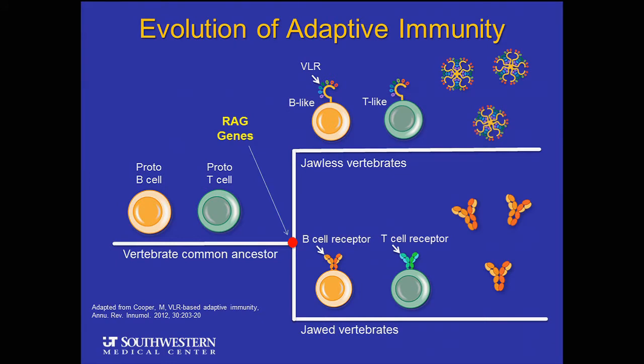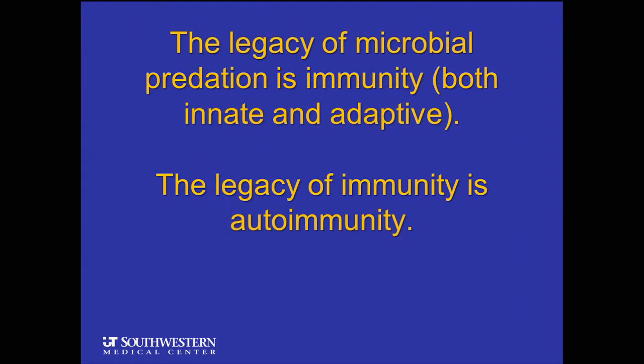So we know now that in lampreys and hagfish, we have leucine-rich repeat receptors that are recombined to give antibodies of a kind that have an enormous diversity. We know that in mammals we have immunoglobulins and T-cell receptors that also have enormous diversity, and this is the basis of adaptive immunity. The legacy of microbial predation then became the immune system, both the innate and the adaptive immune system, and the legacy of the immune system is autoimmunity.